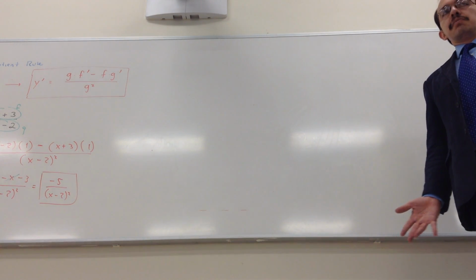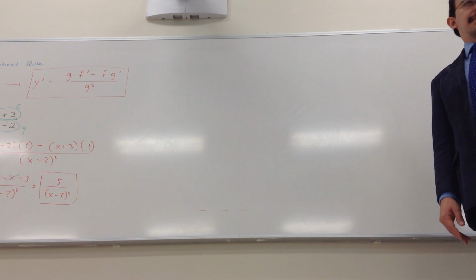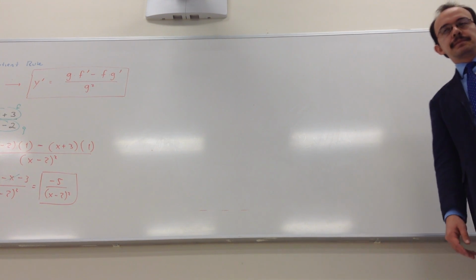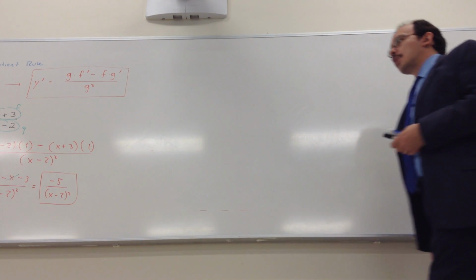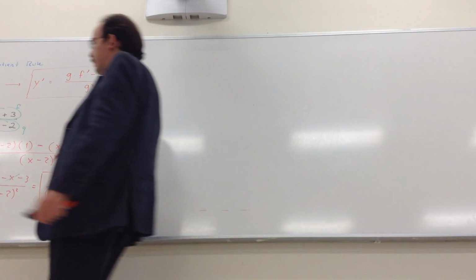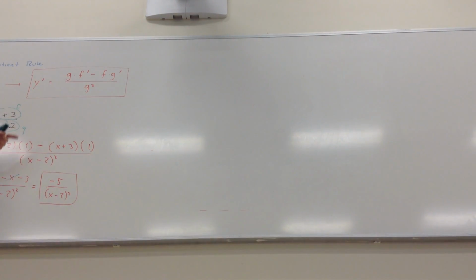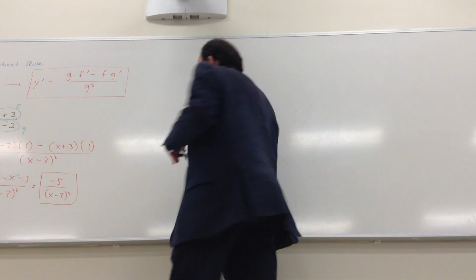You can do it if you want to, and it's not wrong. Every time that I put prime, it will be a derivative. In this particular case it's 1 because the derivative of x plus 3 is 1. It will be different; we'll see more examples. Okay, second example.